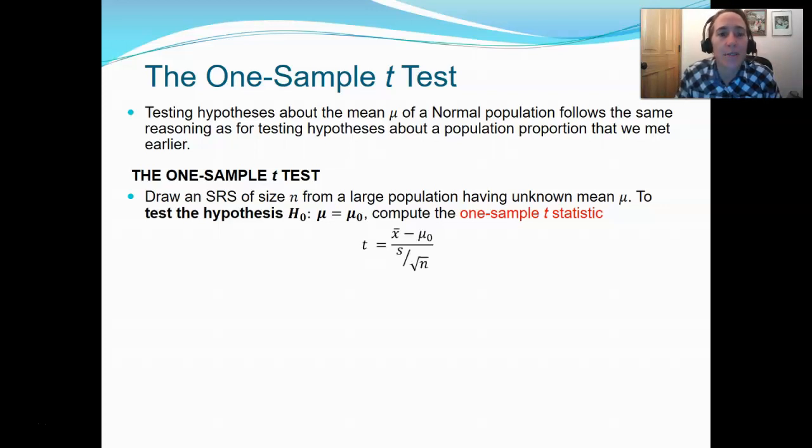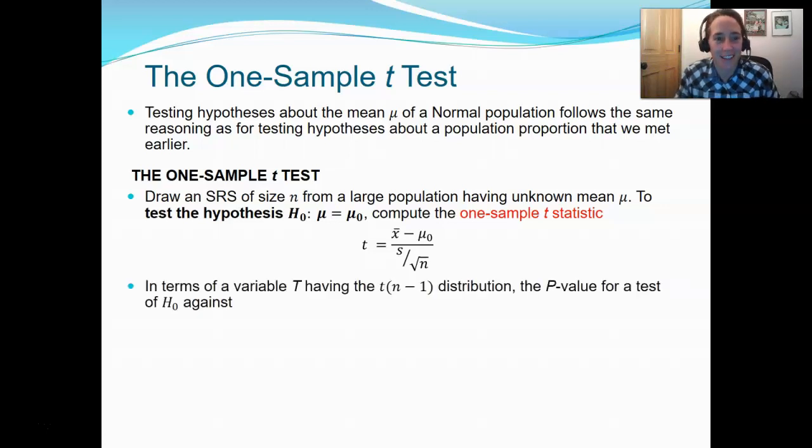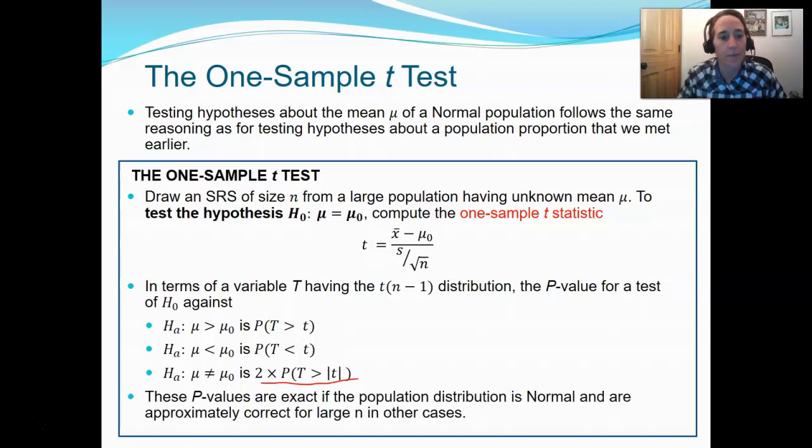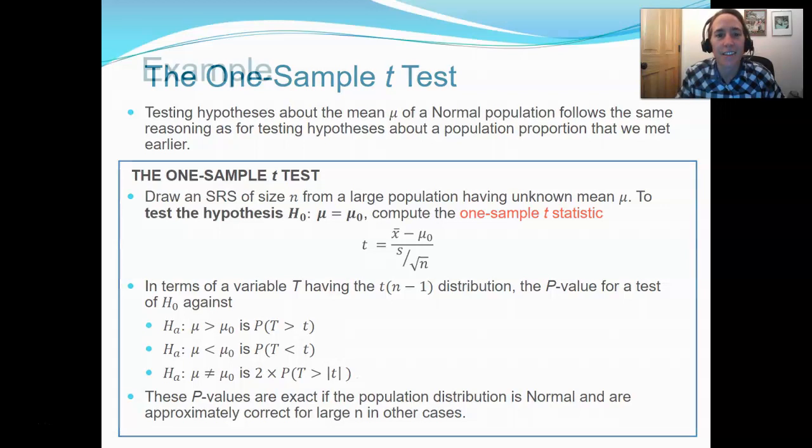So draw a simple random sample of size n from a large population having an unknown mean. To test the hypothesis, compute the one sample t statistic. In terms of a variable T having this distribution, the p-value for a test, it's just like it was before. Like I said, t's not z's this time. And on the last one, just to point out, you do 2 times the p-value that you get. P-values are exact if the population distribution is normal and are approximately correct for large n in other cases.